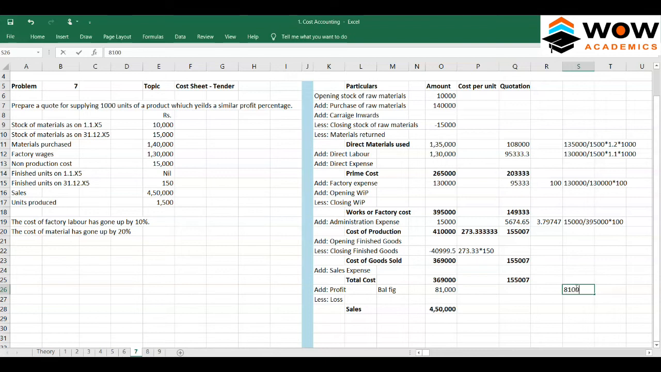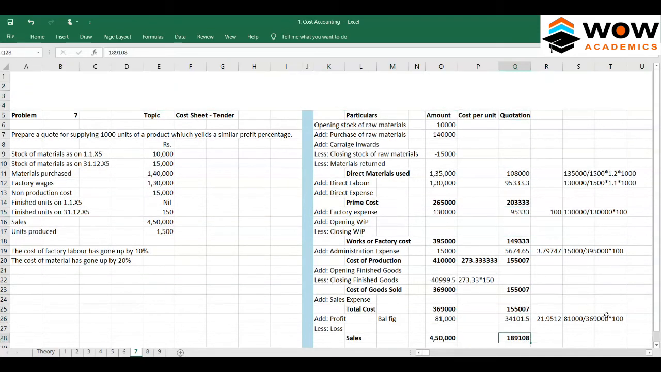81,000 divided by 3,69,000 into 100 will give you the profit on cost, that is 22 percentage. So of this number, 22 percentage will be the profit. So add both, it comes to 1,89,108. Okay, so this is the quotation that we have to give for the 1,000 units. This is what we have to give for the 1,000 units.